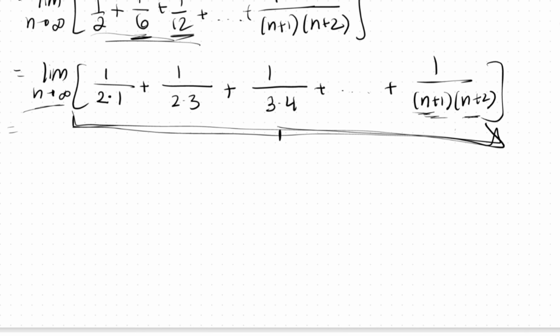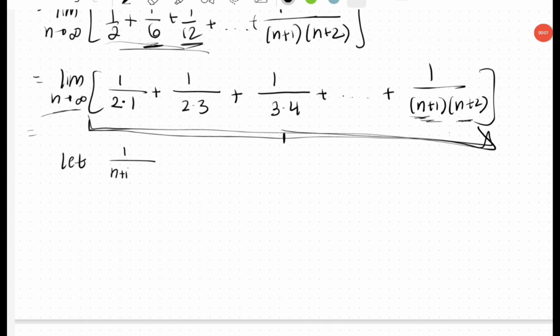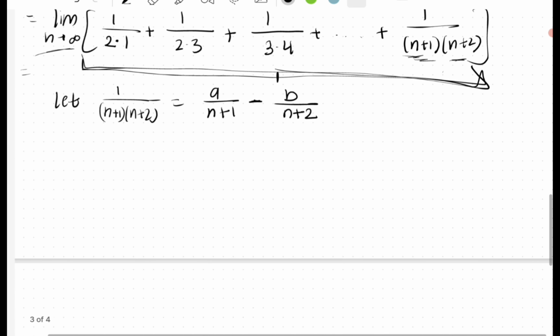So what we're going to do, we're going to let 1 over (n plus 1)(n plus 2) equal a over n plus 1 minus b over n plus 2. And you will see why in a second. But let's just focus on solving for a and b. Let's multiply both sides by (n plus 1)(n plus 2). So that's just 1 here. It's equal to an plus 2a minus bn minus b.